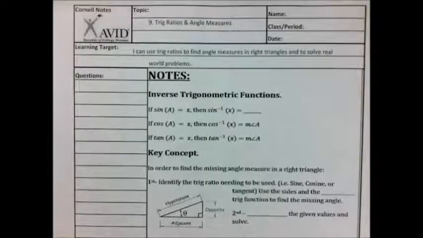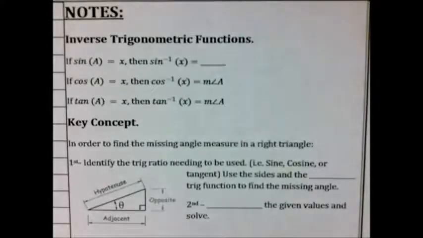Alright, so our ninth lesson here is trig ratios and angle measures. Last time we were talking about how to find side lengths using trig ratios. Now we're going to take a look at finding missing angle measures using those trig ratios. Your learning target is: I can use trig ratios to find angle measures in right triangles and to solve real world problems. So first, let's explain what inverse trig functions are.